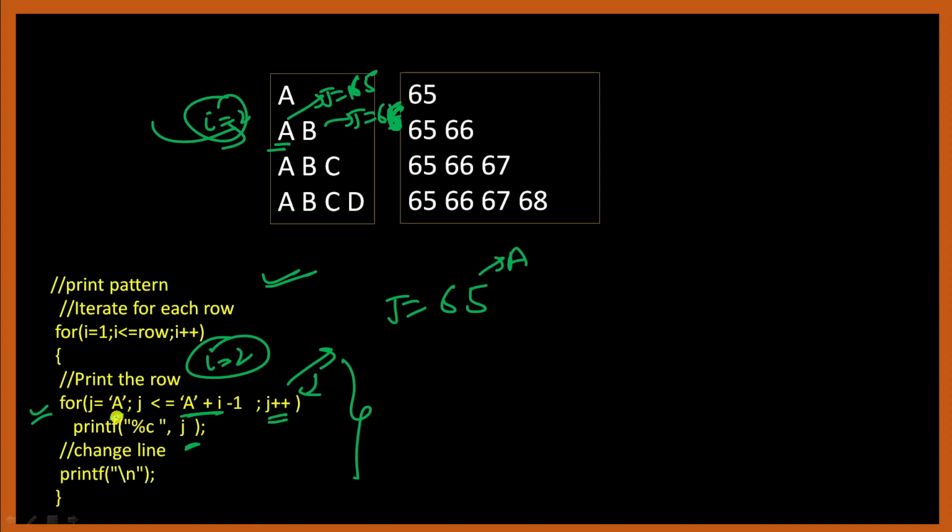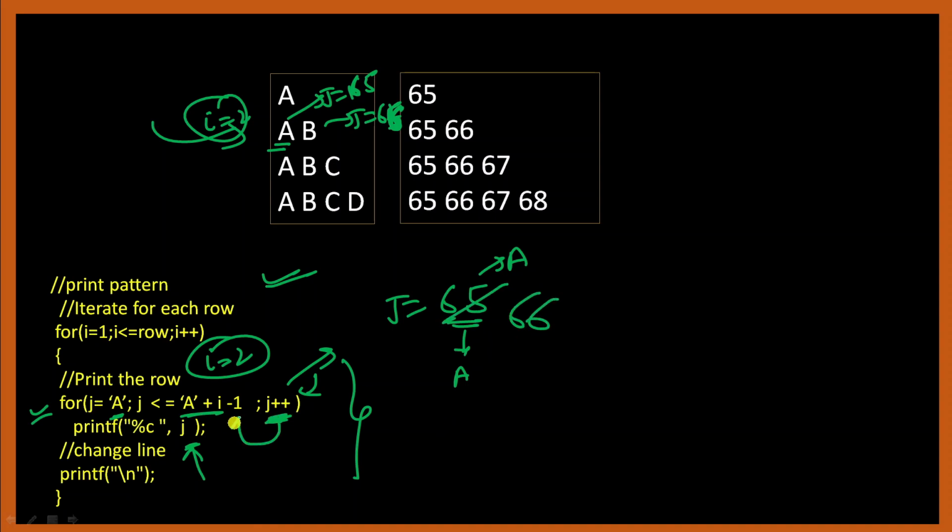So that means this j can help me to print a, b, c, d, because j is holding 65. By just using percentile c, I can manipulate it and print a, b, c. Because j is holding 65, 66, 67, I can just print j, right? So for the first time j equal to a, let's say this condition is true, then 65 will be printed. Then this j plus plus will make it 66.